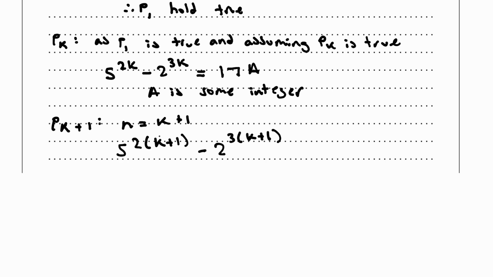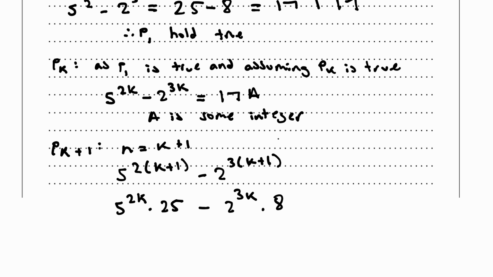Alright, so first let's use our exponent rules and expand this. So we get 5 to the power of 2k times 5 to the power of 2, which is just 25, minus 2 to the power of 3k times 2 to the power of 3, which is just 8. Now what do we do from here? How do I prove that this is equal to something that's divisible by 17?